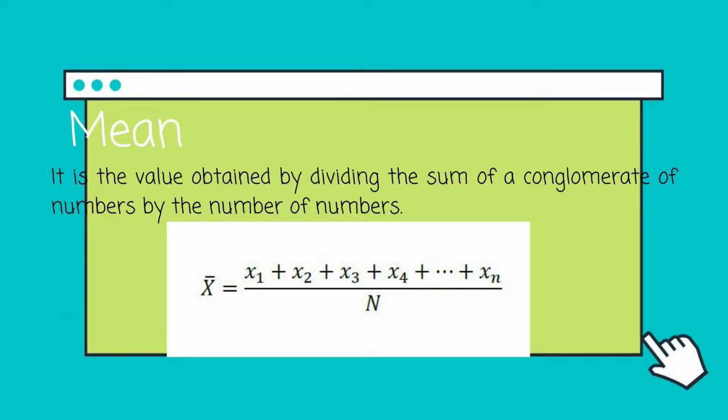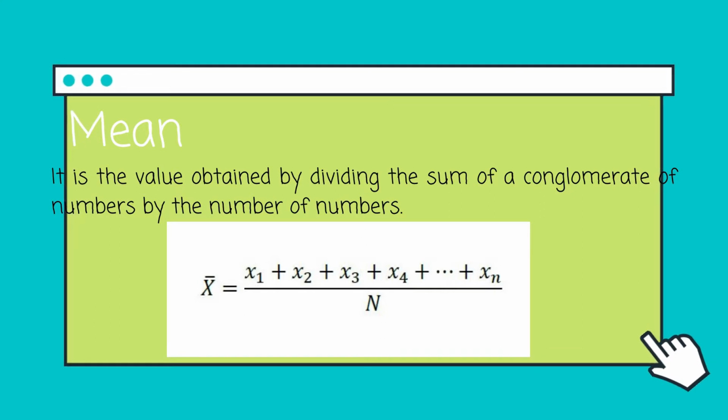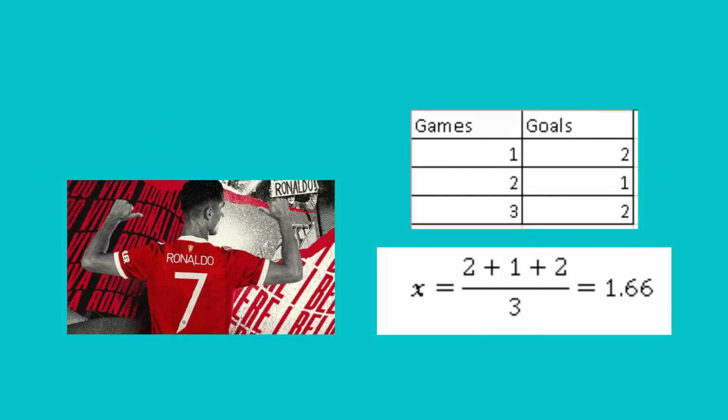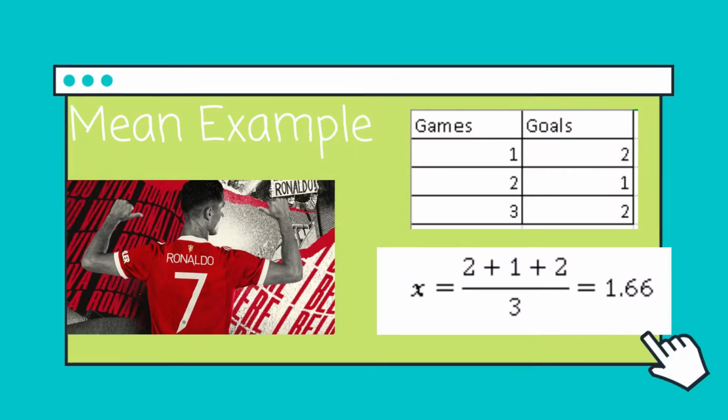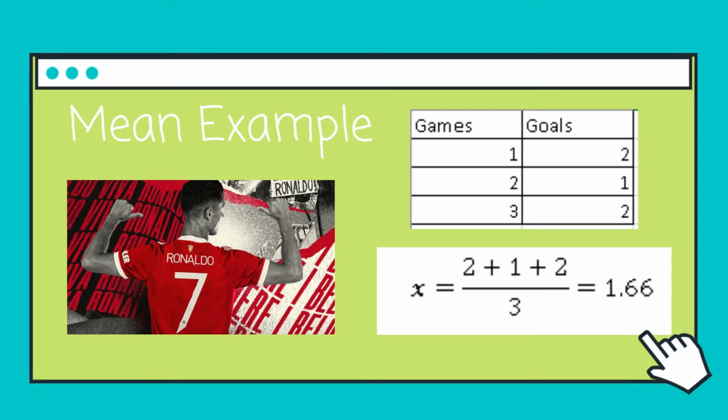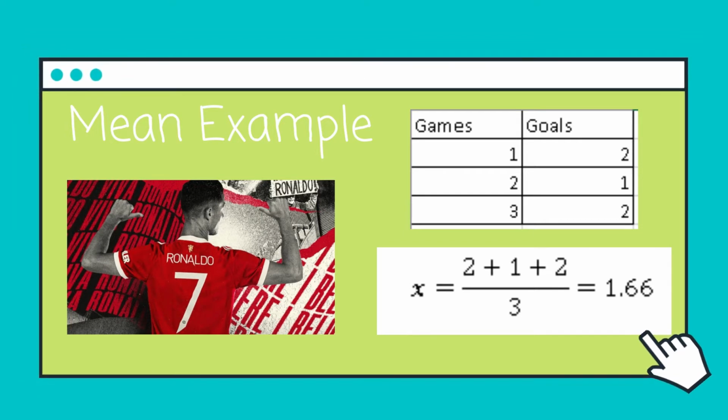Mean is the value obtained by dividing the sum of a group of numbers by the number of numbers. To clarify this definition, I have an example. Let's suppose that Cristiano Ronaldo played 3 games, and in the first game he scored 2 goals, in the second 1 goal, and in the third 2 goals. He scored 5 goals in 3 games.